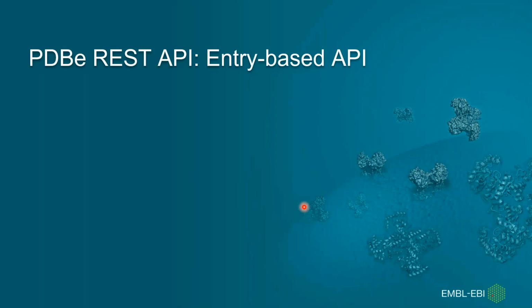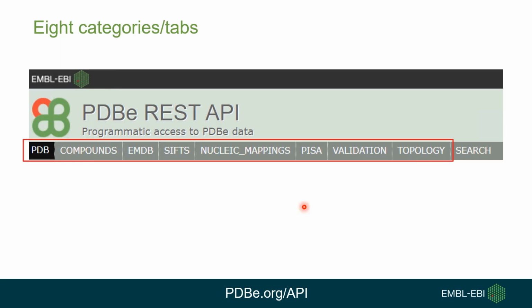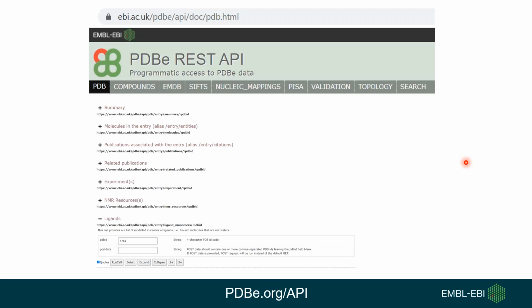Now, let's take a look at the entry-based API. There are 8 categories within this API, and in the UI, they are each represented by a tab. There is also a tab for the search API, which is actually the query system, the Solr-based query system. This is how the documentation looks.